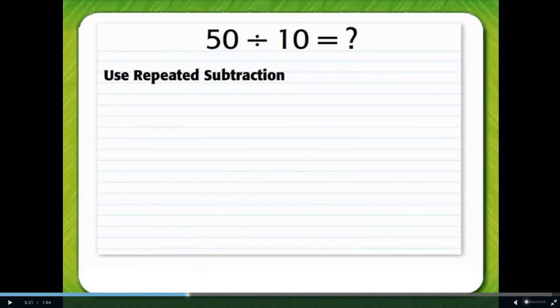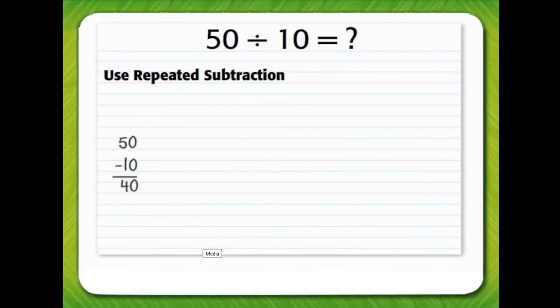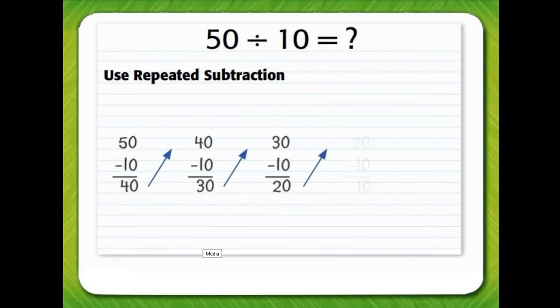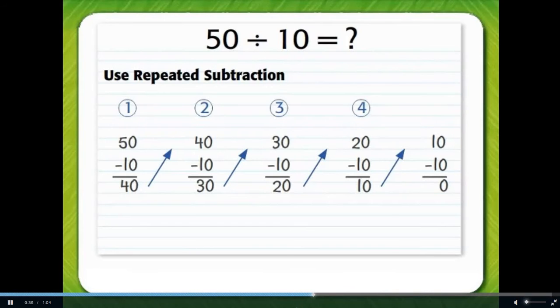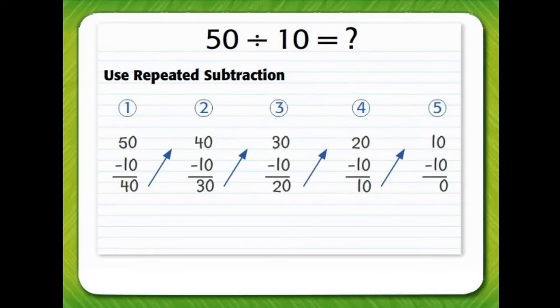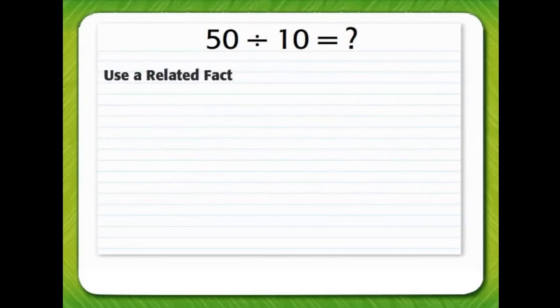One way to find how many boxes are needed is to use repeated subtraction. Beginning at 50, subtract groups of 10 until you reach 0. How many times did we subtract 10? Count the number of groups. We subtracted groups of 10 five times. So 50 divided by 10 equals 5.